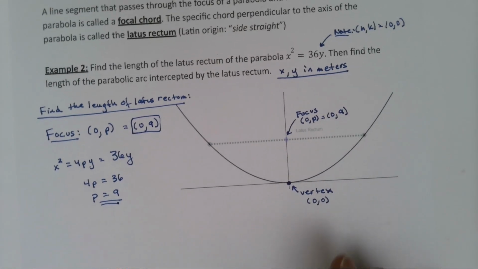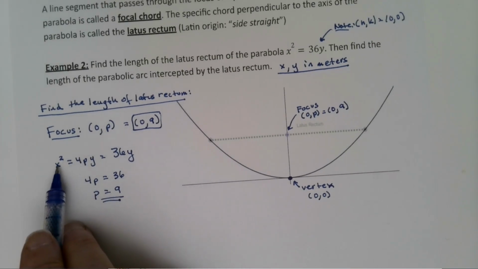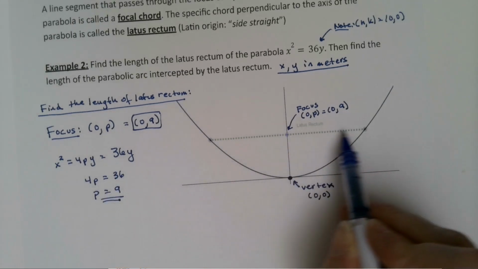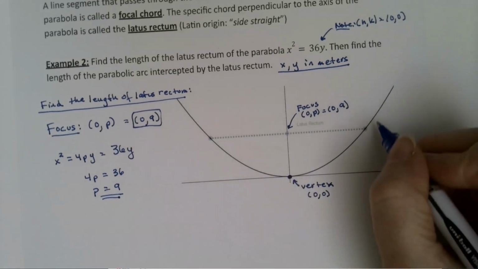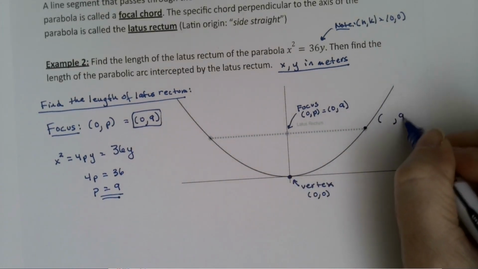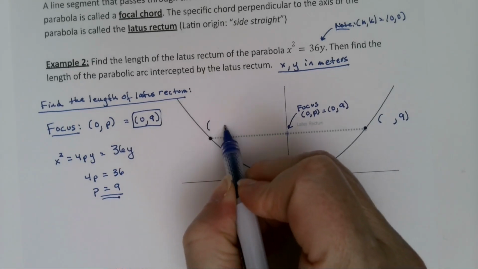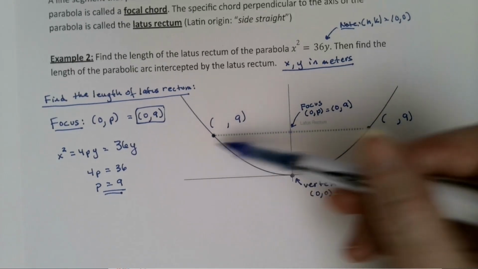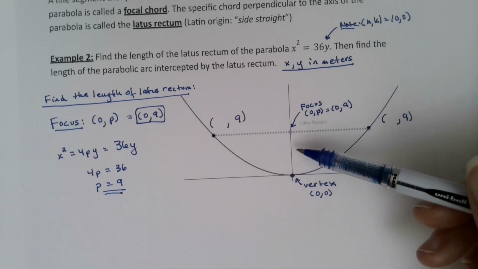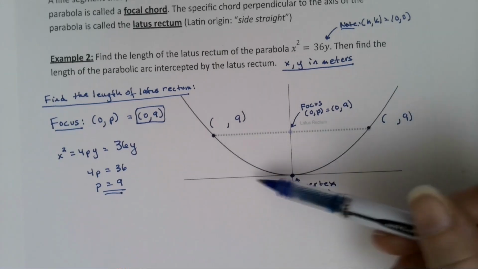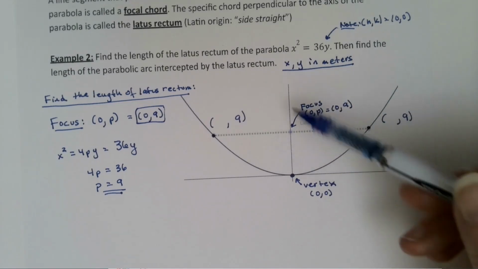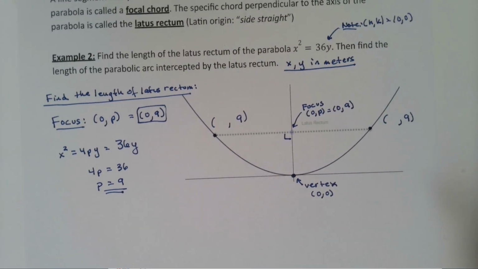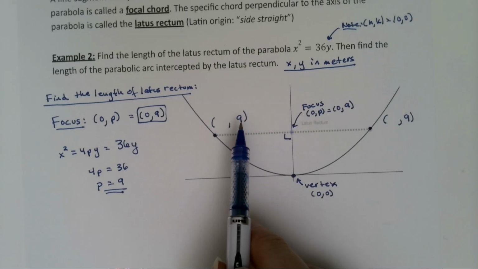Nice. Okay, but let's also keep in mind that we know that x squared is equal to 36y, and we know what the y value is because it's the latus rectum. We know that this point over here is something comma 9, and this point over here is something comma 9. They have to be on the same y value because it's a straight side or straight chord. It's perpendicular to the axis of symmetry, and therefore parallel to the x-axis. Oh, so I know that the y value must be 9.